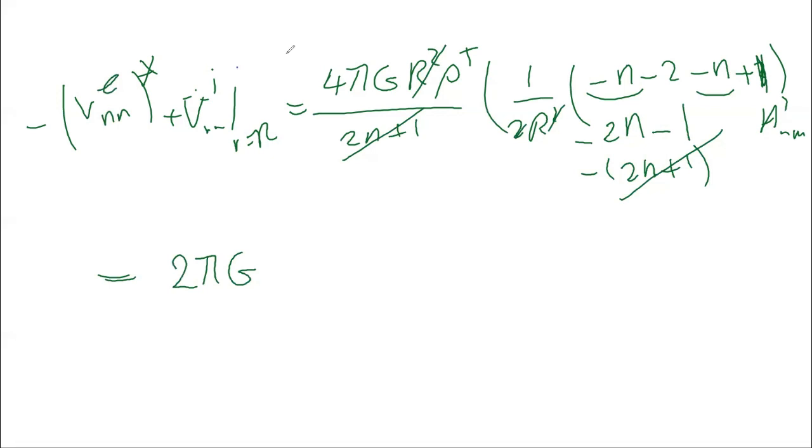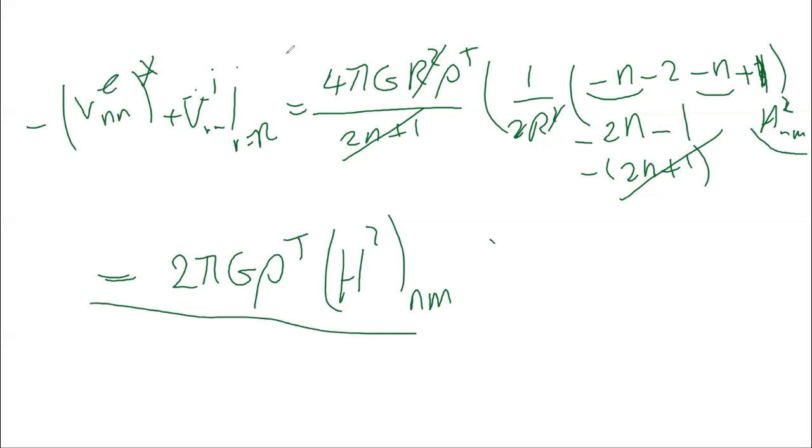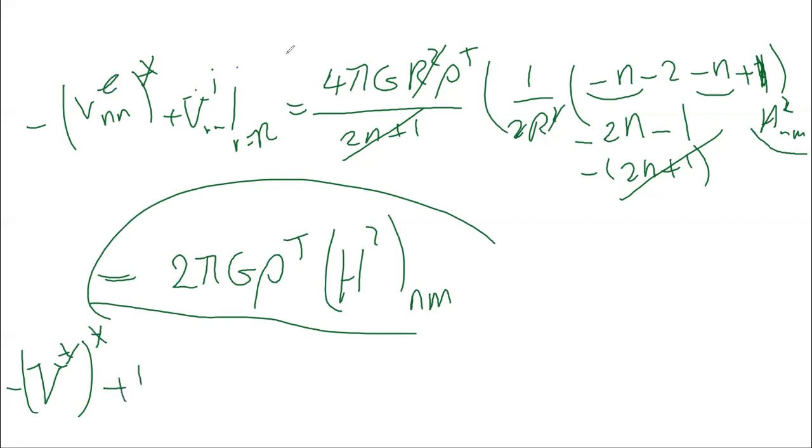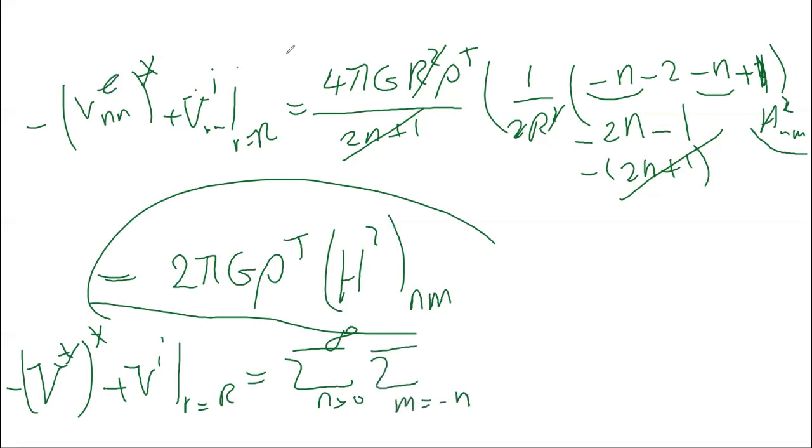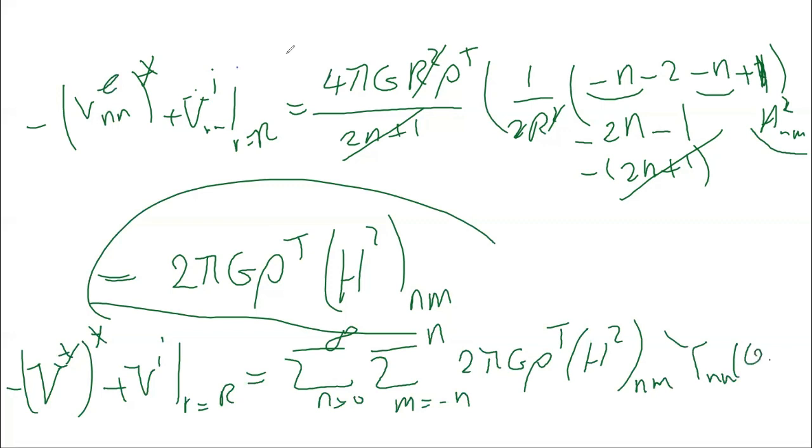2 pi G rho, and what remains is H squared nm. Now, if I insert this back into the spherical harmonic expression, downward continuation plus internal type, R over r is the summation from 0 up to infinity, m from minus n up to n, 2 pi G rho H squared n, Y_nm theta lambda. That's all. We are almost there.